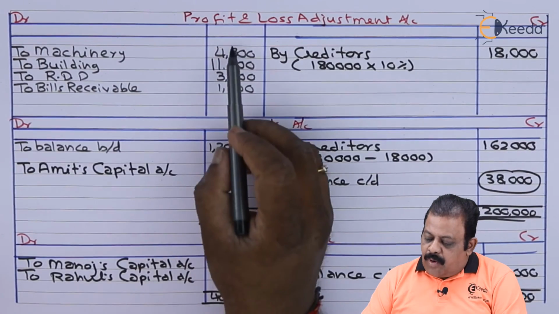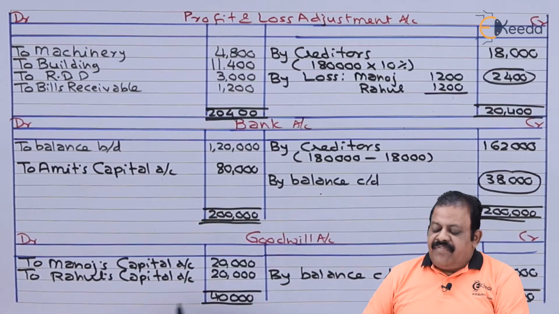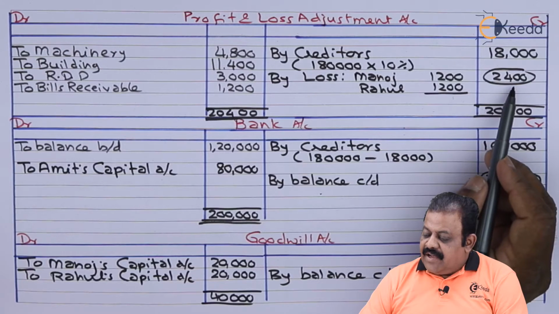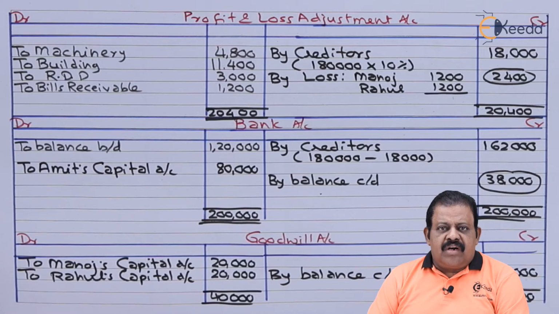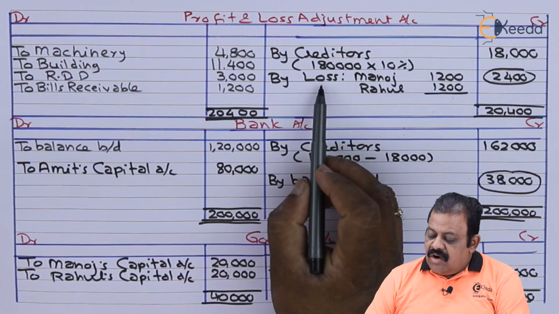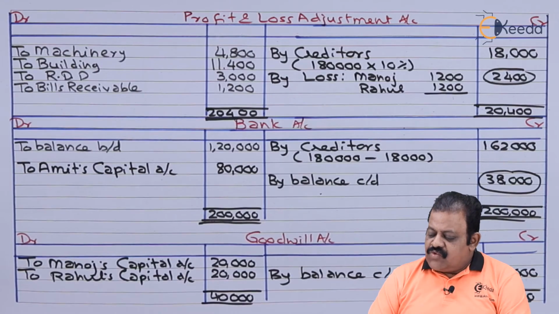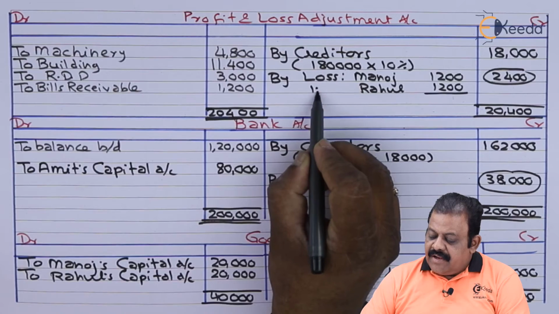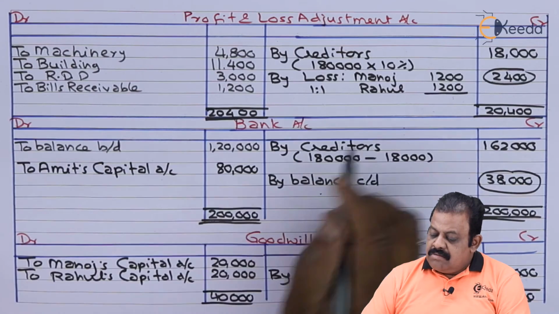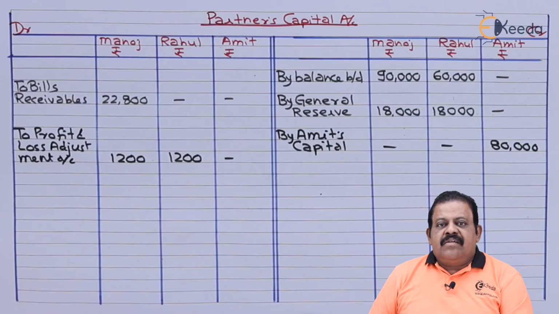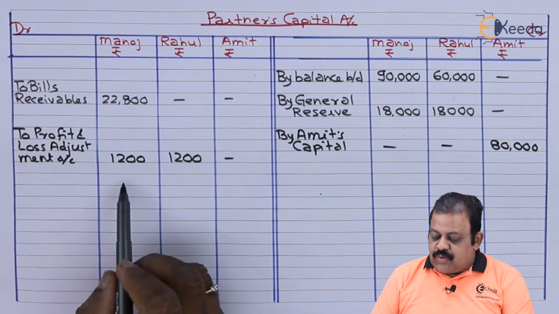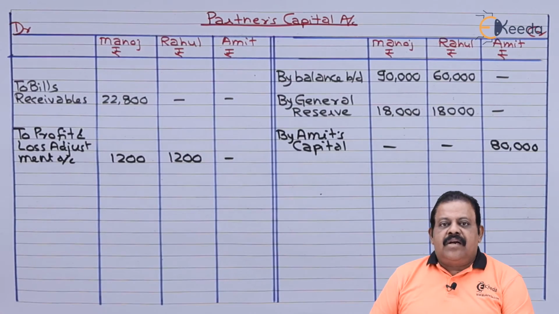We can now close the profit and loss adjustment account. Profit and loss adjustment account credit, we are getting the balancing figure 2,400. This is a loss on revaluation. This will be distributed equally in the old ratio among Manoj and Rahul. So 1,200, 1,200. Partners' capital account debit: Manoj 1,200, Rahul 1,200.